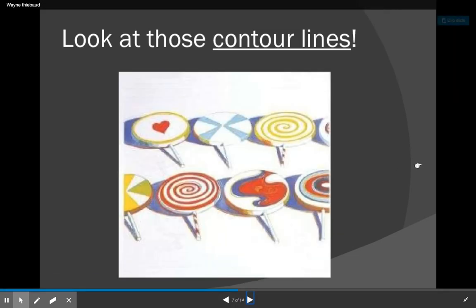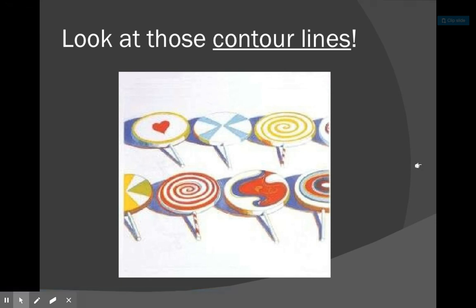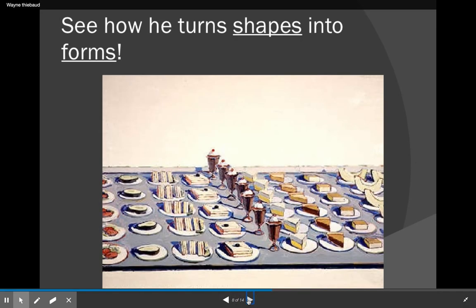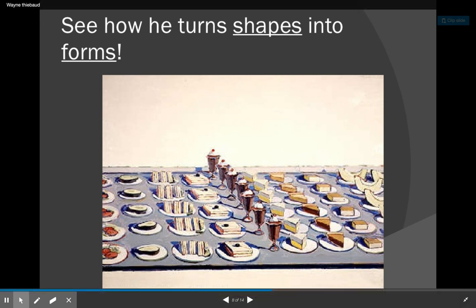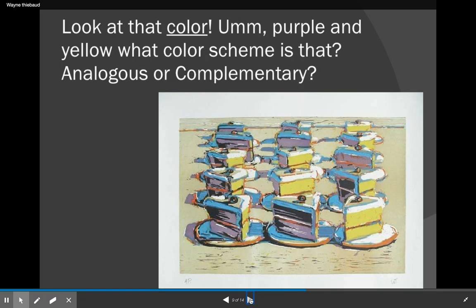Look at those contour lines. See how he turns shapes into forms. So like a shape would be something like, we can see that there is a square right here, but he gives it dimension. We have the shadow and the highlight and that 3D shape going on here that turns a shape into a form. A form means it has dimension. It's three-dimensional.